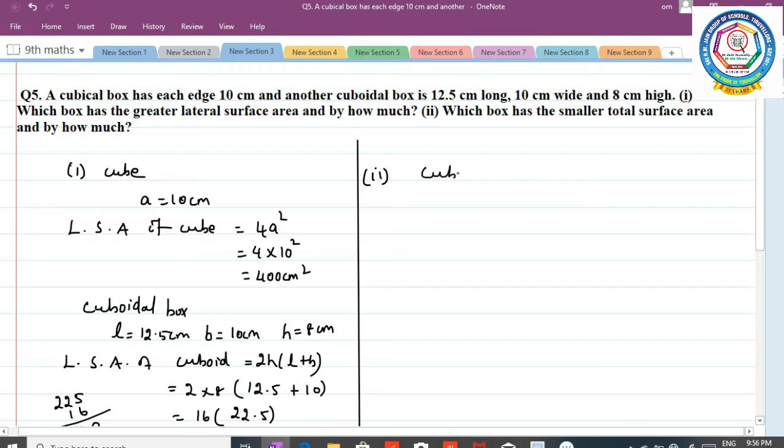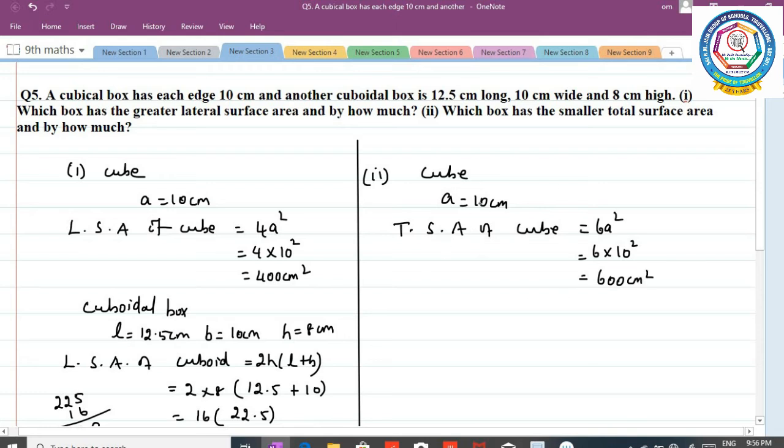So for cube, the edge a is equal to 10 centimeter. The total surface area of the cube is equal to 6a square. Then 6 into 10 square. 10 square is 100. 100 into 6 is 600 centimeter square.